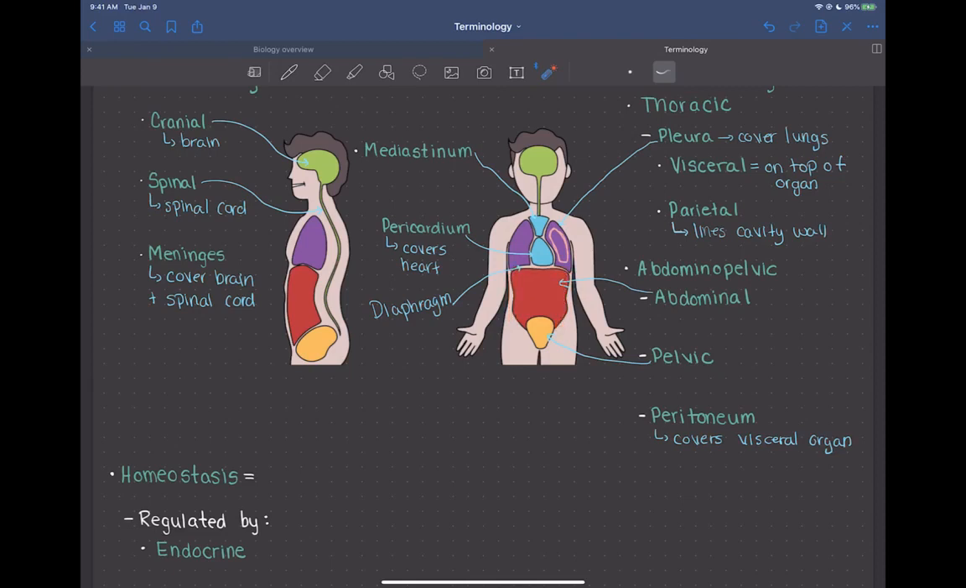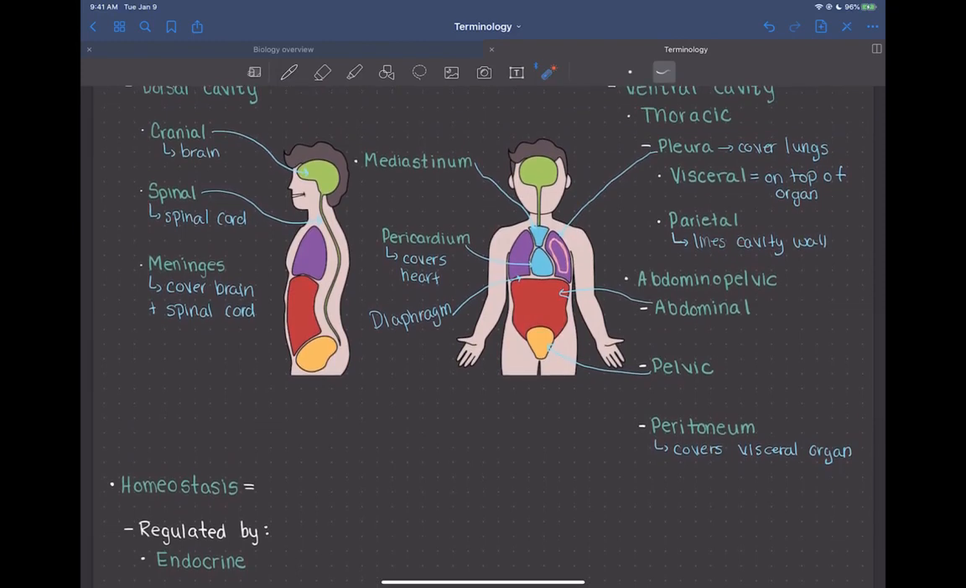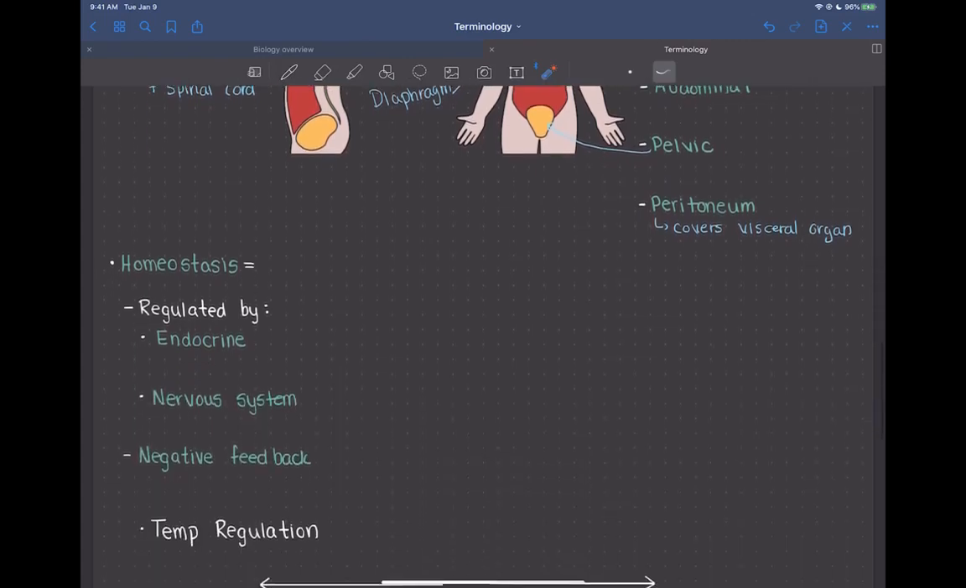Okay? All right, and so for each of these, you should know the names of these cavities and some examples of organs that are found there, in addition to these covering tissues that are found in each of them. All right. Okay, and so then our last topic for this chapter is homeostasis.